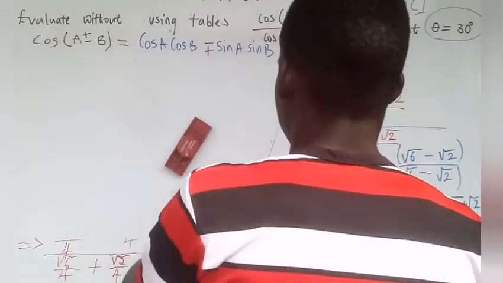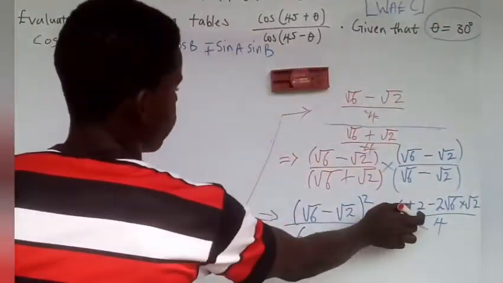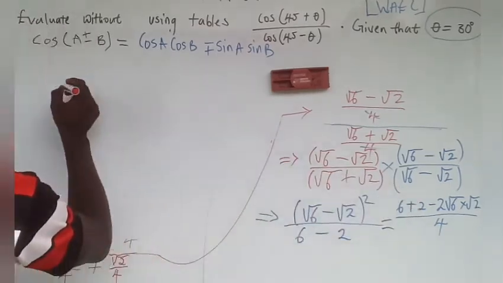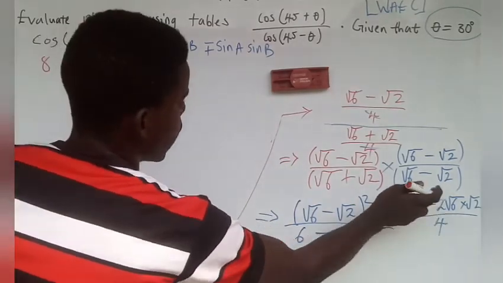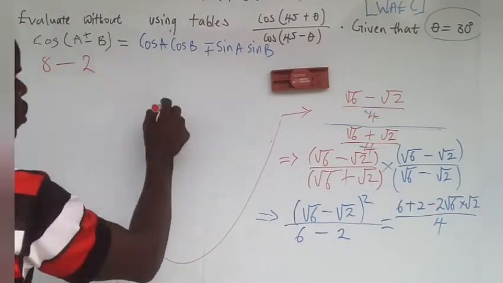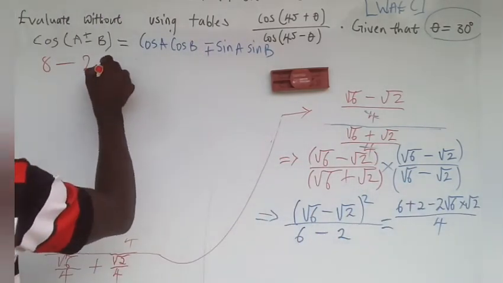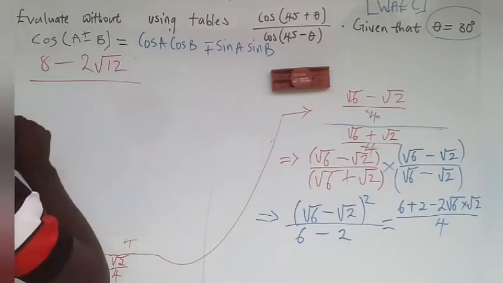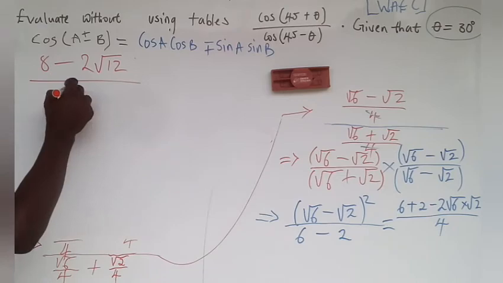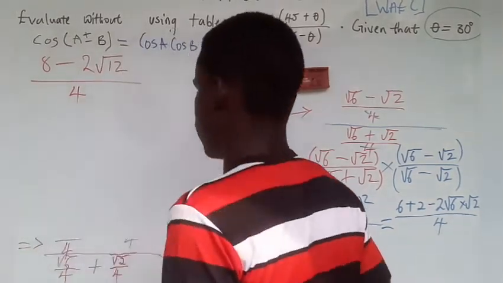So let's simplify this. 6 plus 2 is 8. Minus 2 times root 6 times root 2 is root 12. Divided by 4. We are done with this.